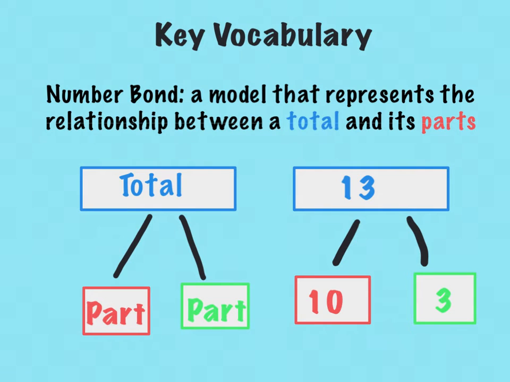A number bond is a model that represents the relationship between a total and its parts. The two parts represent the total. In the number 13, we can separate it into one group of 10 and one group of 3 to make a total of 13.